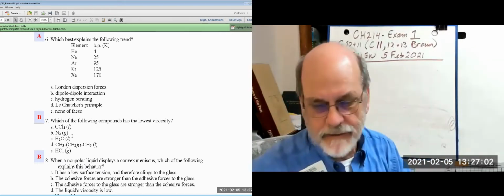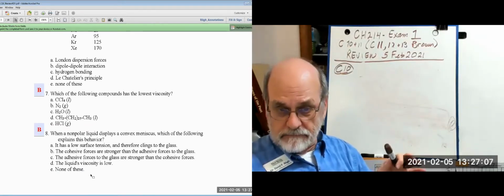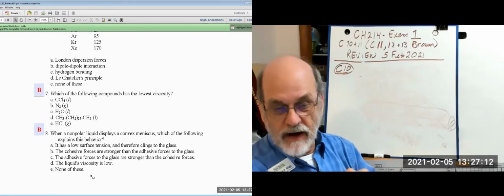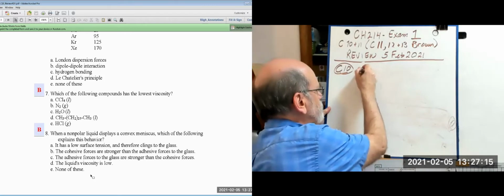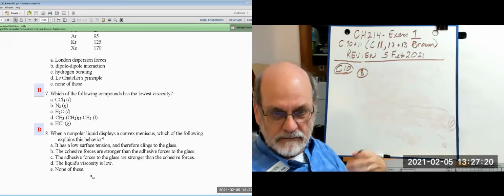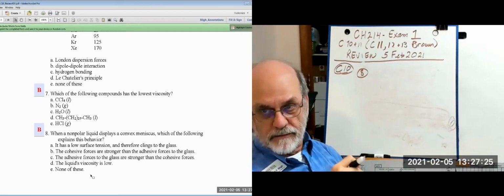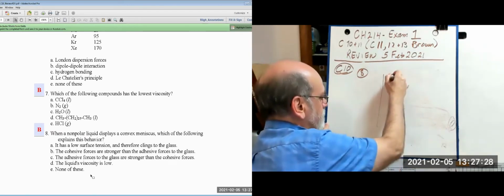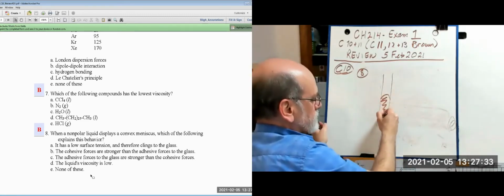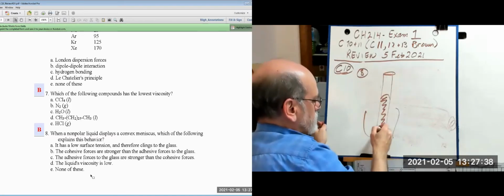Okay, 8. Let's finish this page. When a nonpolar liquid displays a convex meniscus, all right, let's draw a picture. So when would it display a meniscus? When it's in a narrow tube. So it would form a convex meniscus. All right, there's your tube, there's your liquid, like that.